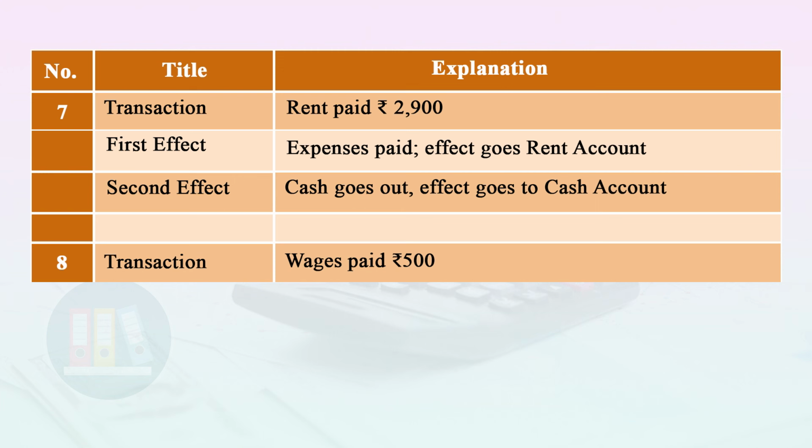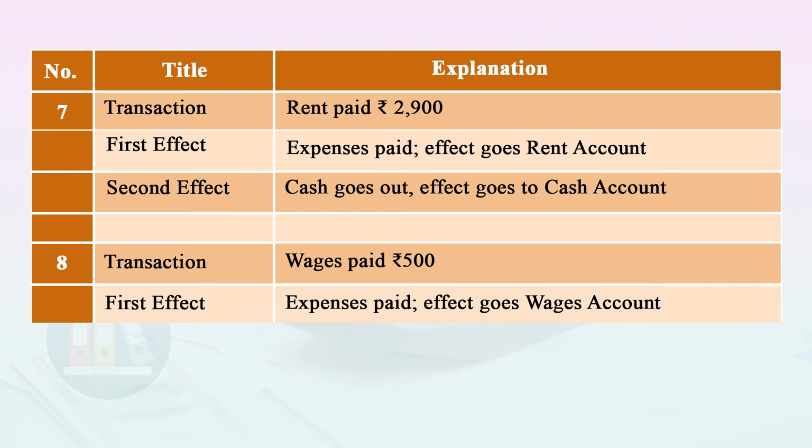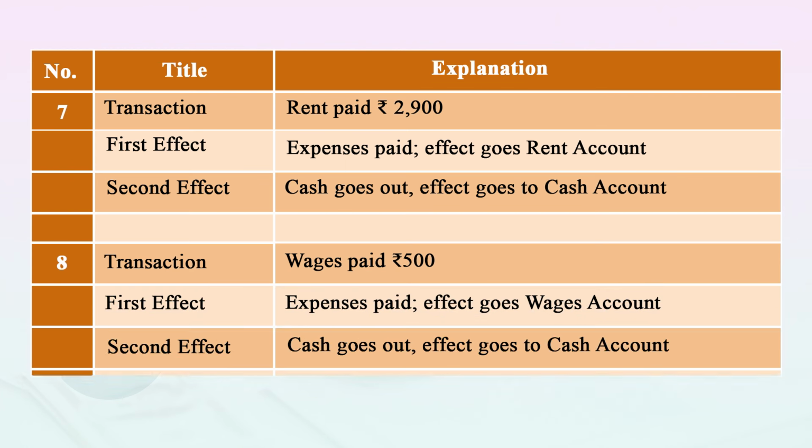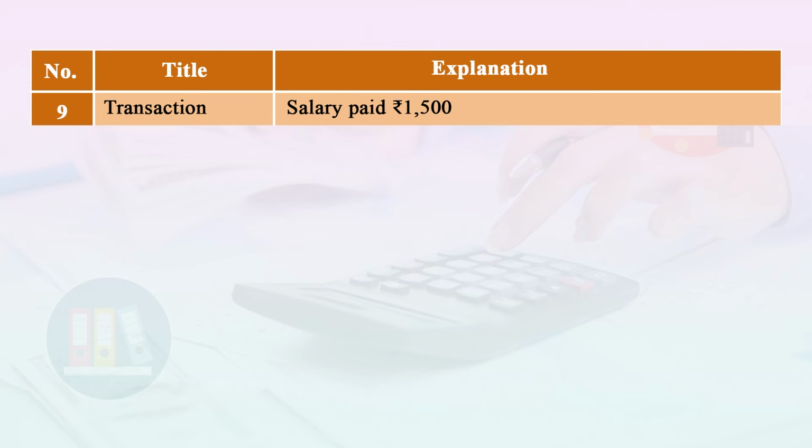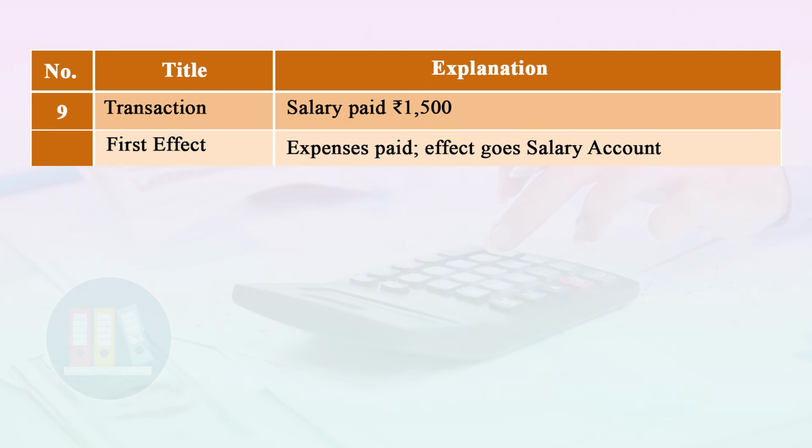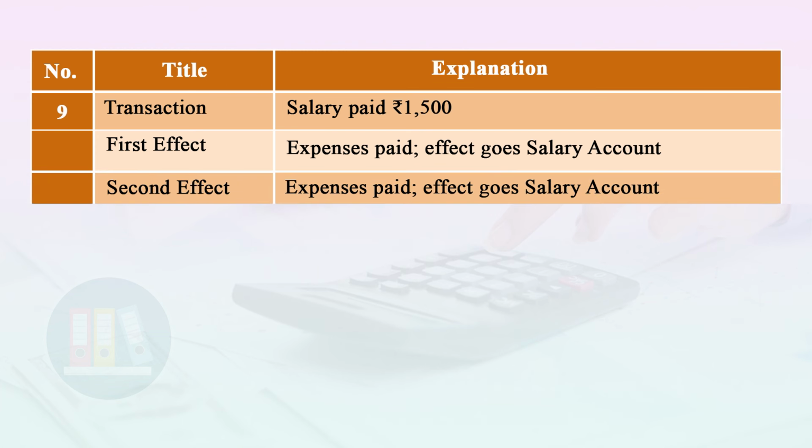Next transaction is wages paid rupees 500, which is again the similar expenses paid. So, effect goes to the wages account, and second effect is cash is going out of the business. So, again cash account will be treated as second effect. Next transaction is salary paid rupees 1,500. The first effect is again same, expenses paid. So, effect goes to the salary account, and second effect, cash is going out of the business. So, effect goes to the cash account.